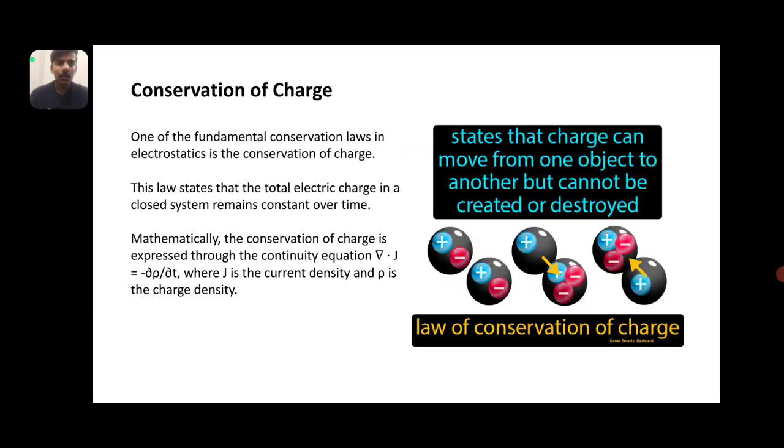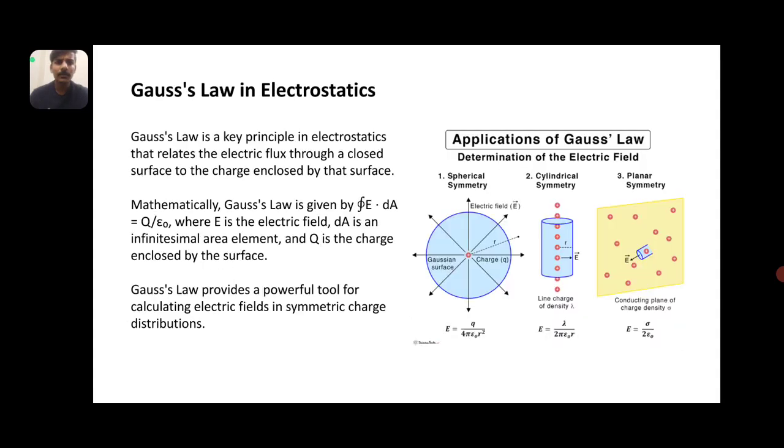Conservation of charge. One of the fundamental conservation laws in electrostatics is the conservation of charge. This law states that the total electric charge in a closed surface remains constant over time. Mathematically, the conservation of charge is expressed through the continuity equation, where J is the current density and rho is the charge density.